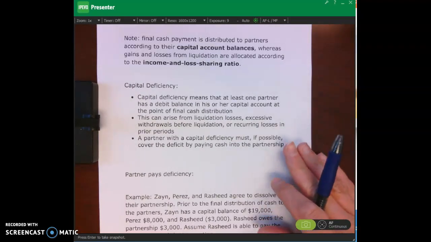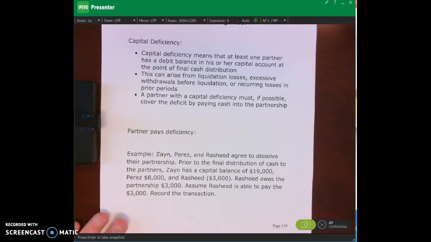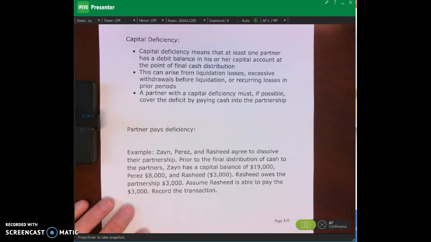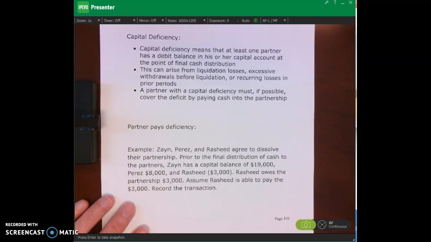So let's look at two situations. The first one is when the partner does pay up. They pay his or her deficiency, and then we'll look at the situations where the partner cannot pay the deficiency. Okay, so let's look at this first example. Zahn, Perez, and Rashid agreed to dissolve the partnership. Prior to the final distribution of cash, Zahn has a capital balance of $19,000, Perez has $8,000, Rashid has the debit balance. This is the capital deficiency. Rashid owes the partnership $3,000, and then assume that Rashid is able to pay the $3,000.